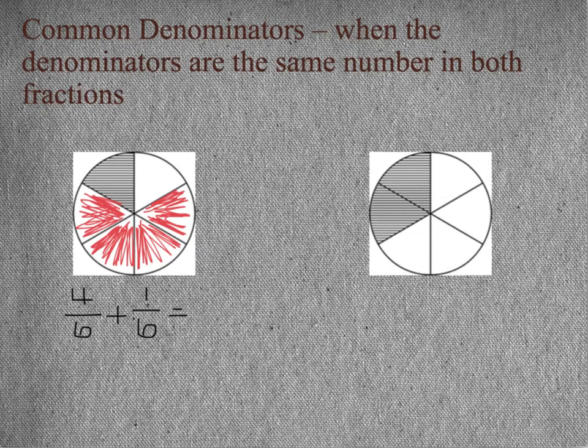Here I've colored 4 out of the 6 red, and now I'm going to add one more sixth. And how many sixths do I have now? Altogether I have 5 sixths.